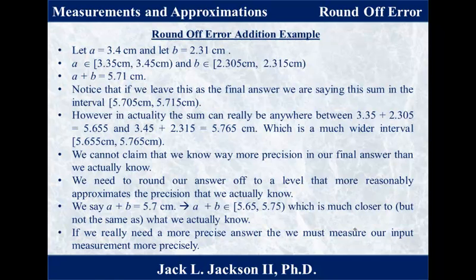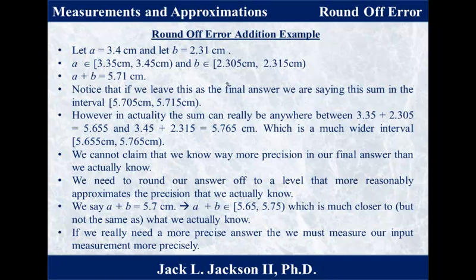However, in actuality, where could the sum be? Well, the lowest it could be would be if you add in the two lowest ends of these possibilities for A and B. That is, add the 3.35 and the 2.305. And that turns out to be 5.655 on the low end.